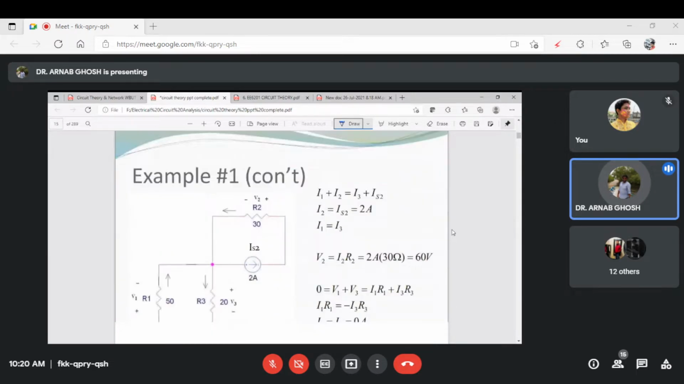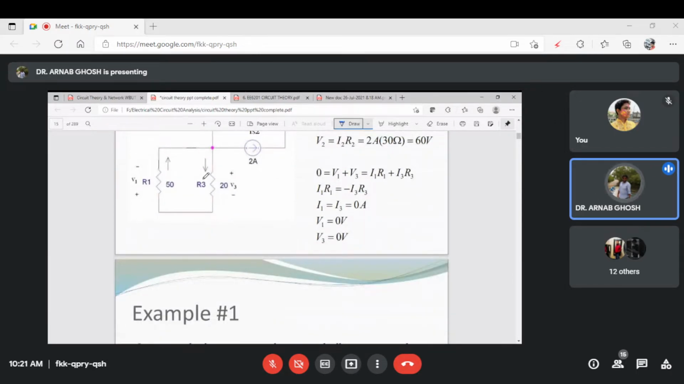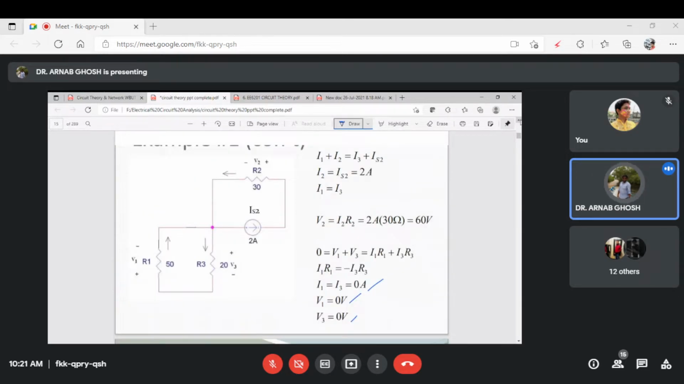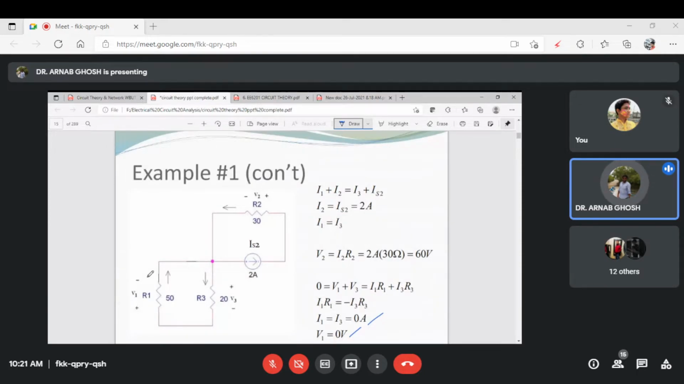So as the current is equal to 0, the voltages across this will be also equal to 0. So you are getting this as entirely 0. So you are having only this part of the circuit, because this is a short circuit condition. So only you are having this part of the circuit as the active part. The current is 2 ampere and the voltage is 60 volt. Okay, is this clear now?